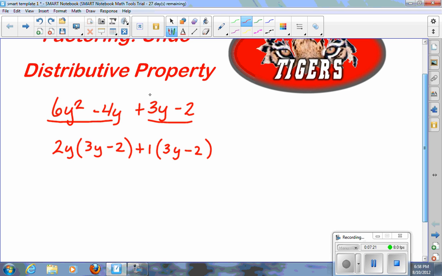Okay, that's kind of the tricky part. Everything has a factor of 1, so these have a 1 in common. If it doesn't appear that there's anything in common, there's at least a 1 in common. Okay, now I'm looking at this term, and I can see that they have this 3y minus 2 in common right here. So I'm going to take that out of each of these and write down what's left, which is a 2y and a 1.